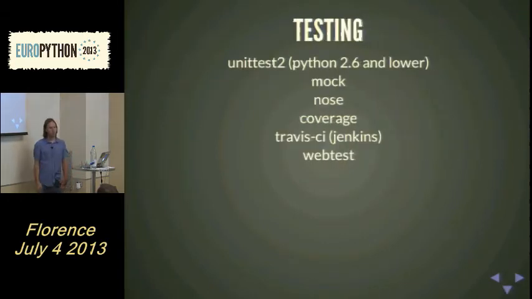So moving on, some testing tools. There are quite some of them. unittest2 is basically the next generation of the unittest module. In Python 2.7, it's already included. In 2.6 and lower, you have to install it and do a try except thing, so if someone uses 2.6, it will pick unittest2.